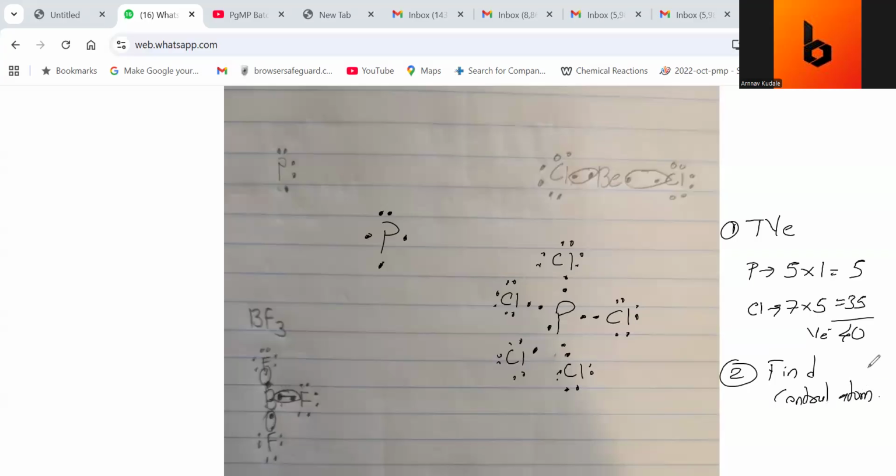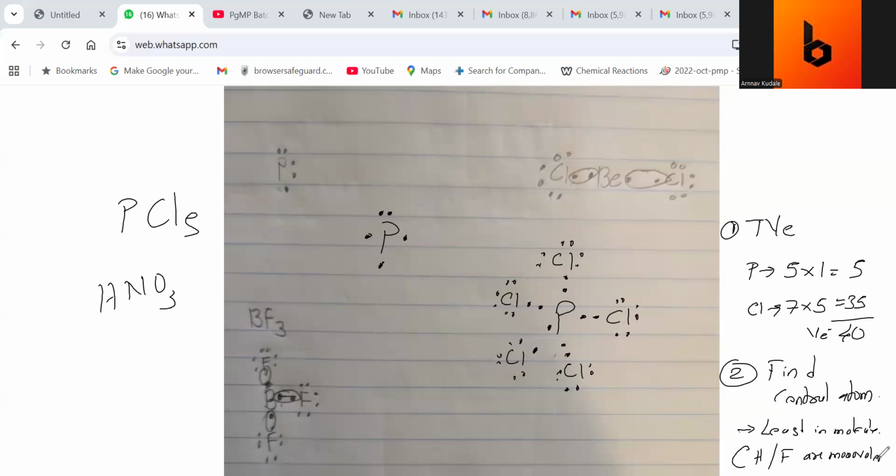What is the central atom generally? The one which is least in the molecule. In PCl5, there is only one phosphorus, so it's in the center. But we can also have HNO3. Hydrogen is one and nitrogen is one, so there is a tie. Hydrogen and fluorine are monovalent, which means they will never be the central atom.